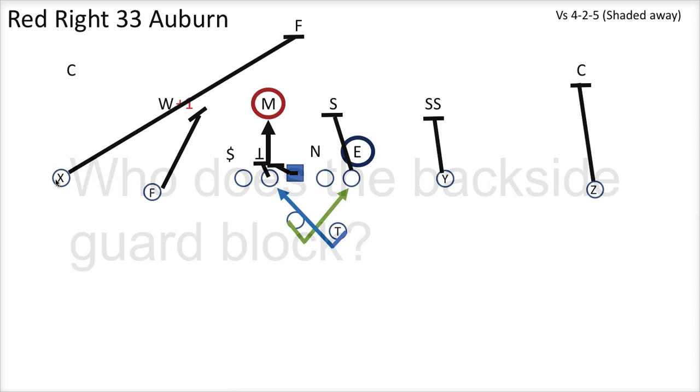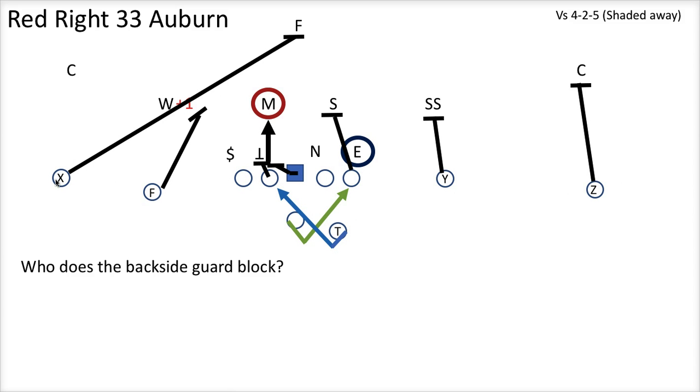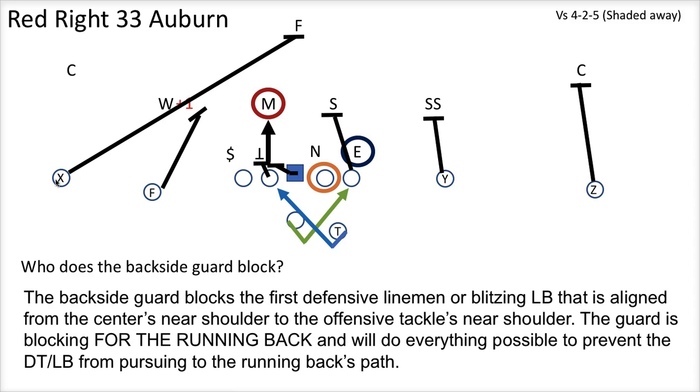Who does the backside guard block? Well, that's the backside guard. The backside guard blocks the first defensive lineman or blitzing linebacker that is a line from the center's near shoulder to the offensive tackle's near shoulder. So all the way from here to here, this guard blocks that man.